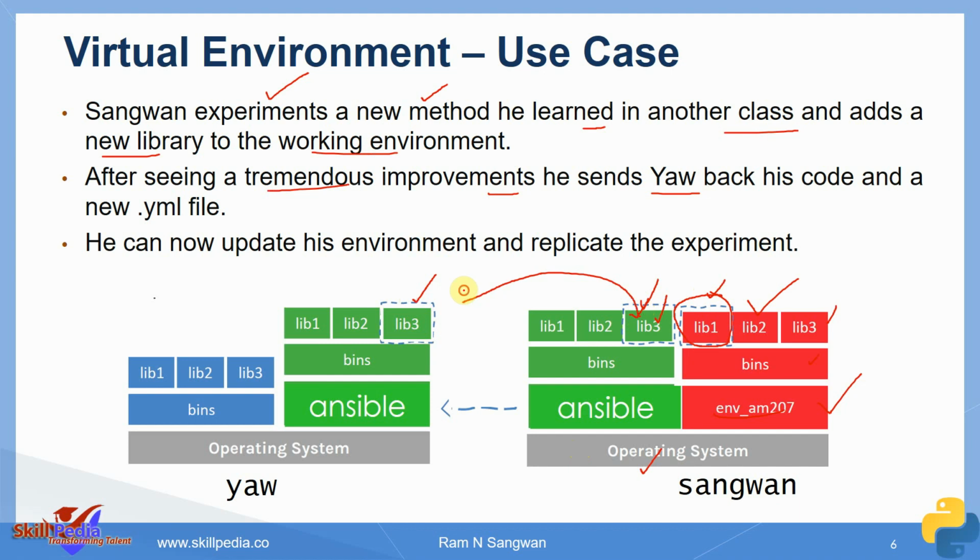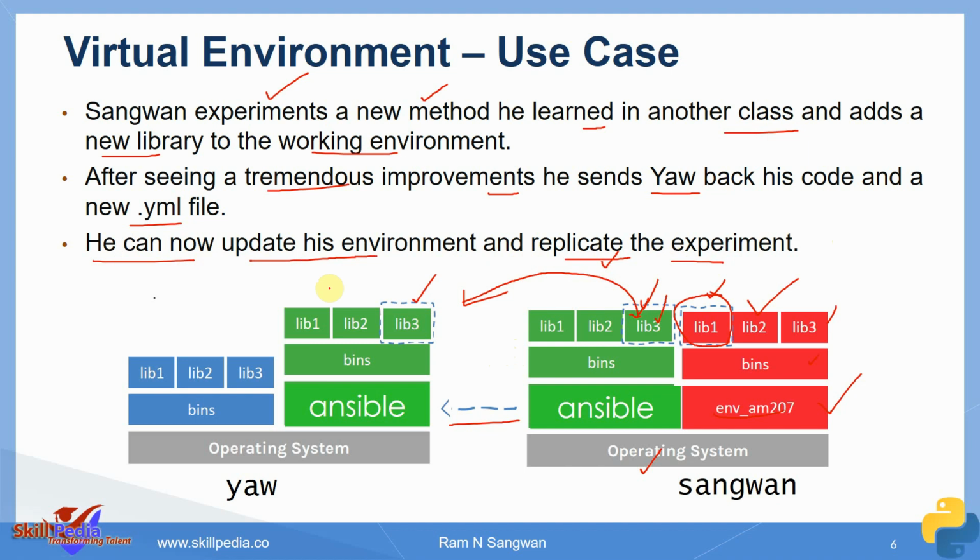Now he put this library back and sent back his code through the new YML file. Look, I updated your environment because I was working in it. I added a new library and I found this interesting. So I am sharing the YML file again. Please update your environment. So Yao can update his environment and replicate the experiment Sangwan has done. So sharing happens between different environments through a YML file.